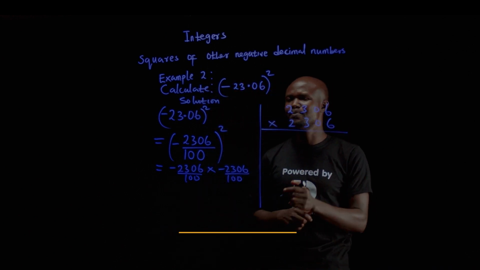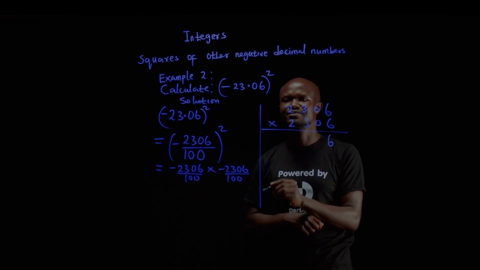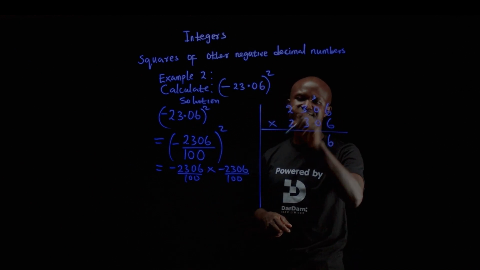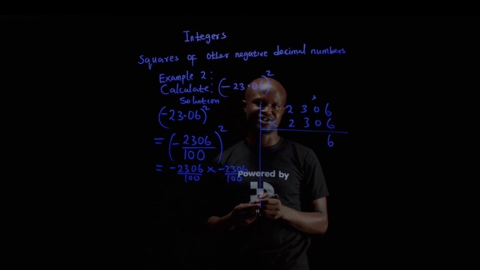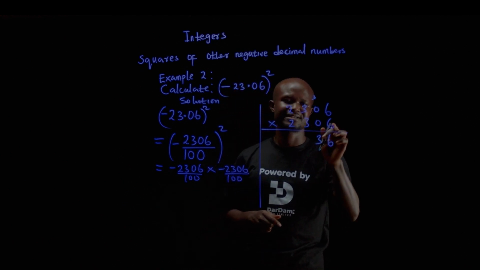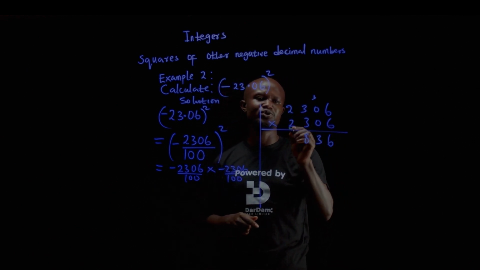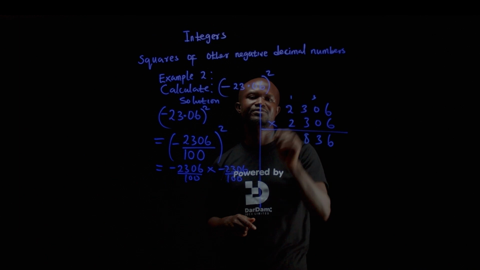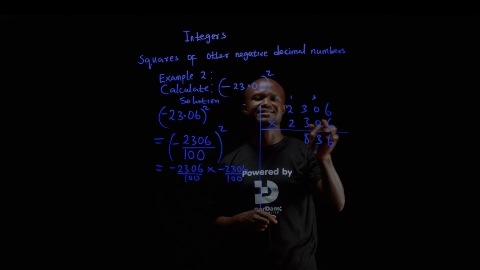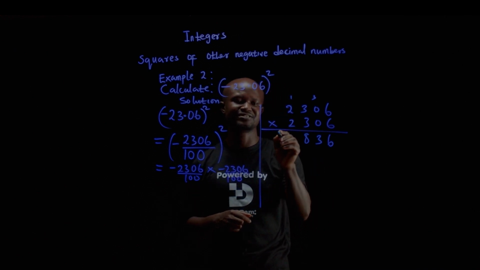Now, starting from the back, 6 times 6, that is 36. We write 6 and carry 3. 6 times 0, we have what? 0. Plus 3, what do we have? 3. 6 times 3, 18. Then we carry 1. Don't forget that. We carry 1. 6 times 2, we have what? 12 plus 1, 13.